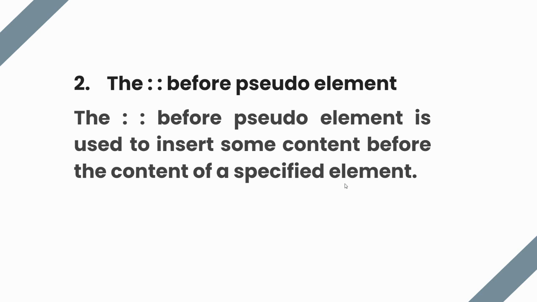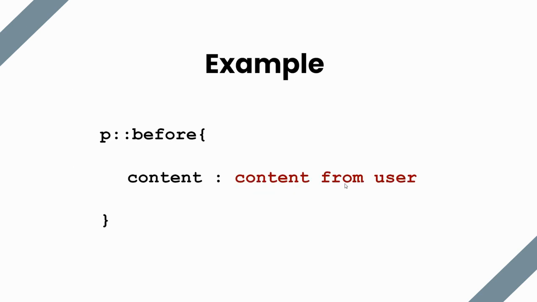So next we have the before pseudo element. The before pseudo element is quite the opposite of the after pseudo element, and this particular pseudo element is used to add some content before the content of the specified element. So unlike the after pseudo element, which adds the content after the element's content, this one adds its own content before the content of that element. So we'll be seeing all of this practically later on.